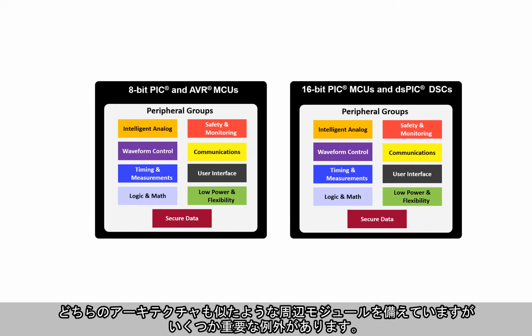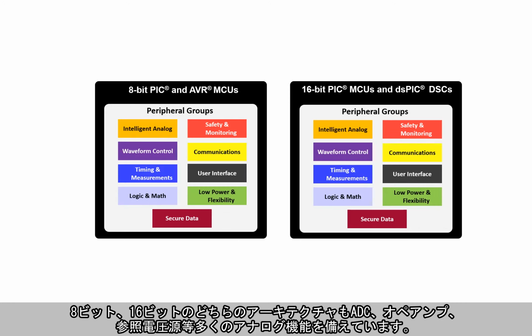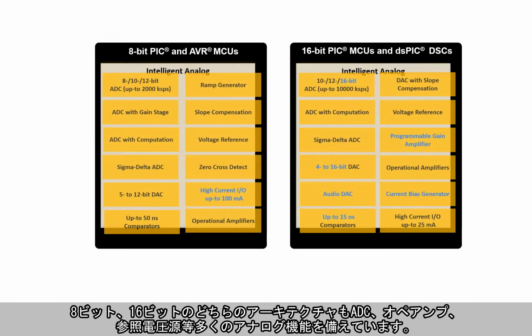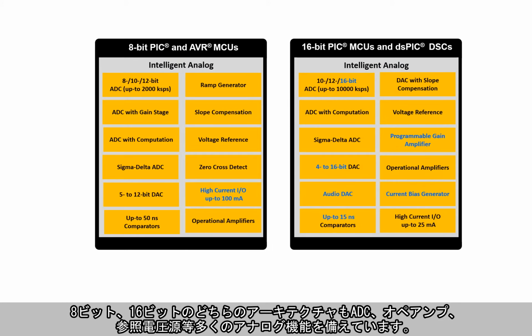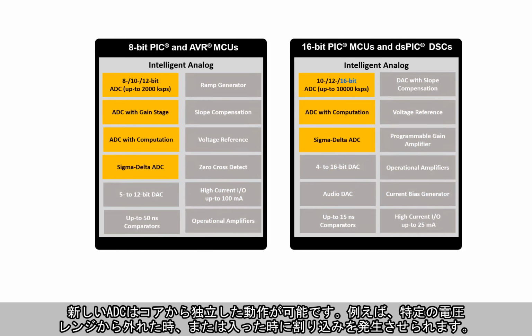Both architectures feature similar peripherals, but there are some key exceptions. Both 8 and 16-bit families feature a great deal of analog integration, including analog to digital converters, operational amplifiers, stable voltage references, and more. Newer analog-to-digital converters feature more core-independent operation by integrating tasks like voltage level thresholding to trigger interrupts when a voltage range is exceeded or met.